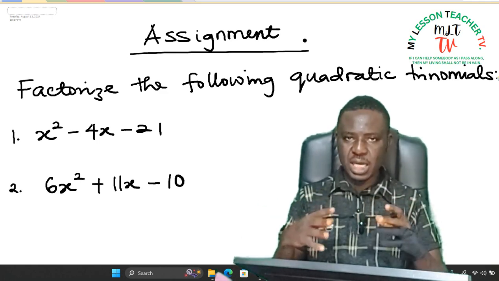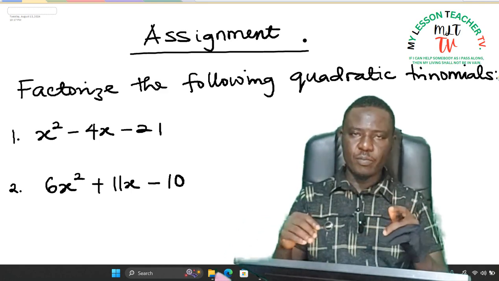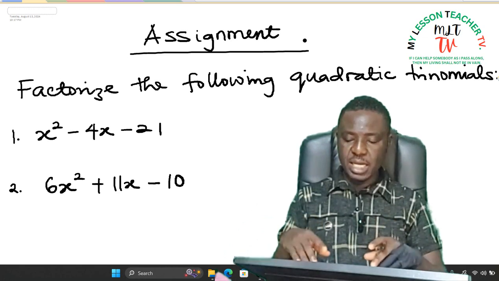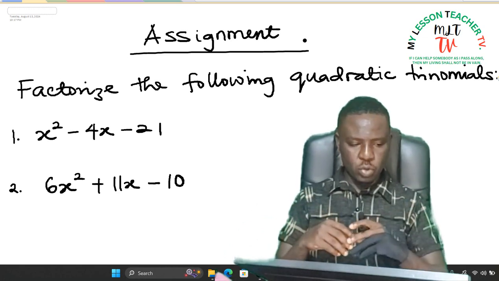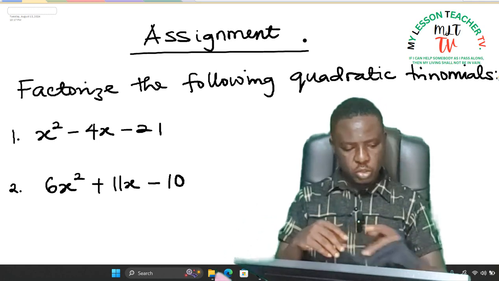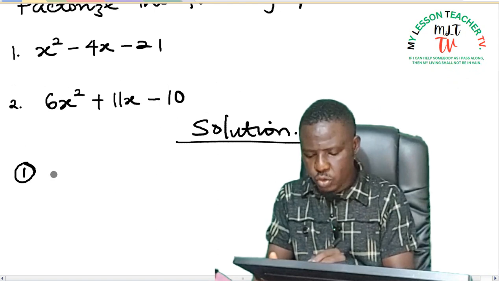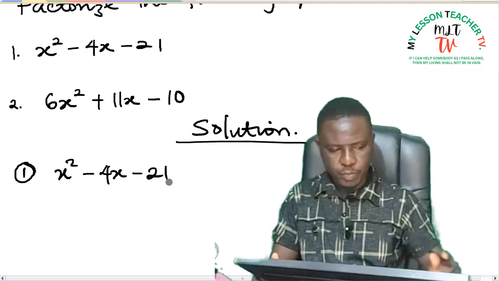So before we begin this class, I shall solve the assignment which I gave you. All you need to do is to compare my answers with yours to see if you have been able to get the answers. So solution number 1, we are asked to factorize x squared minus 4x minus 21.